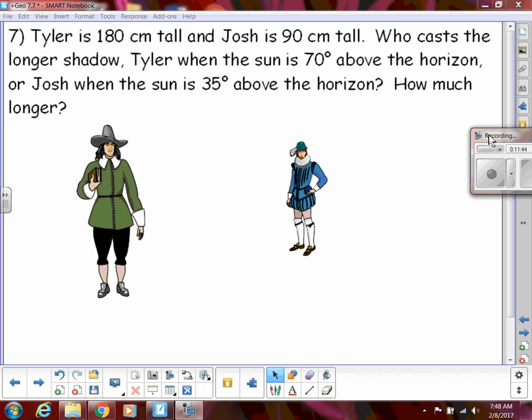So Tyler is 180 centimeters tall. All right, here's Tyler.